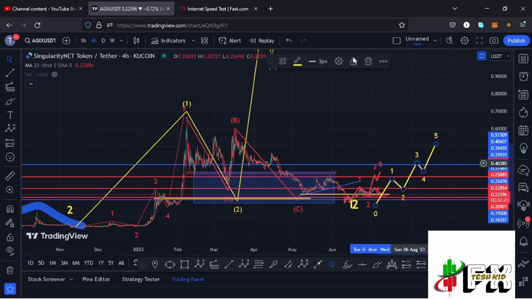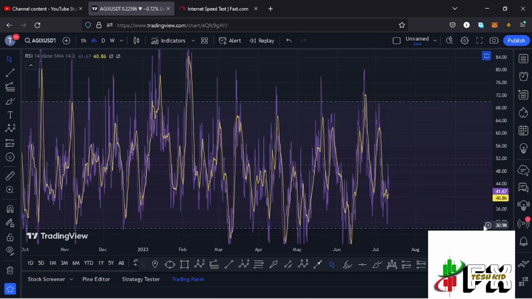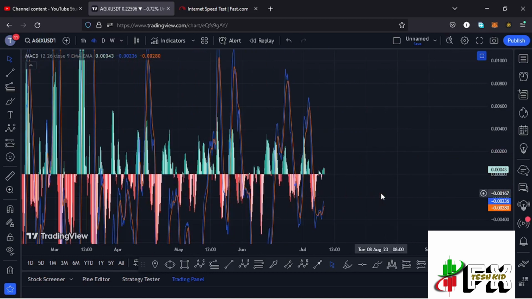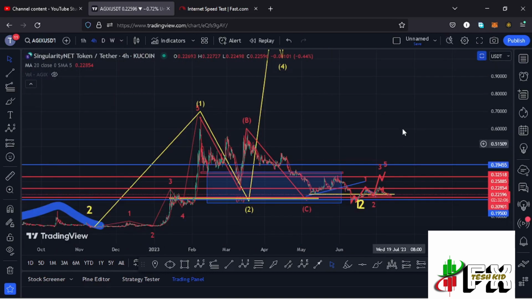Also taking a look at the indicators, here on the RSI we are trading at around the 40 mark. Also taking a look at the MACD, we have been able to print a bullish cross, fully supporting higher prices. So let's be patient and see how that plays out, and I will be keeping you updated.